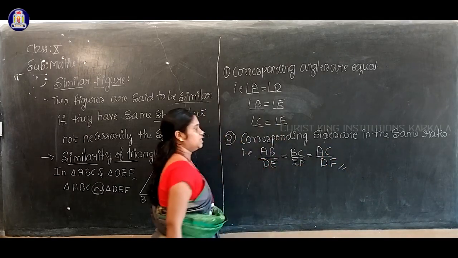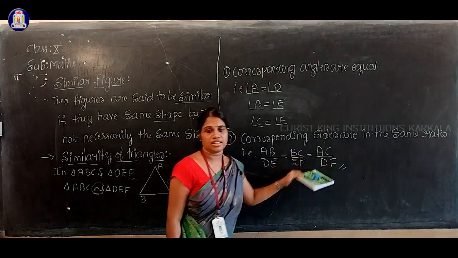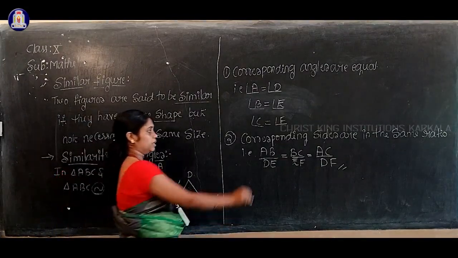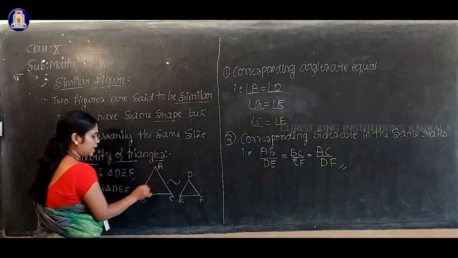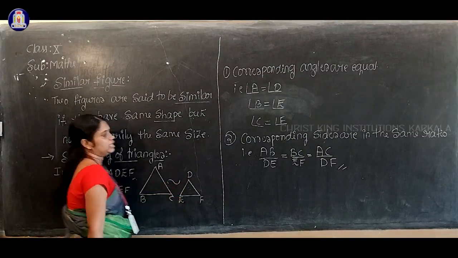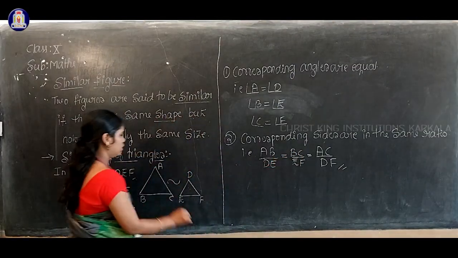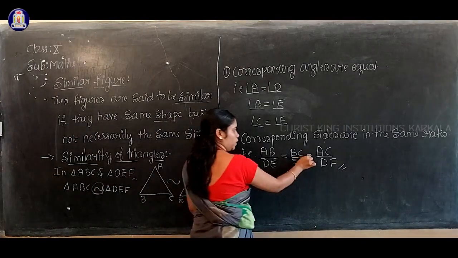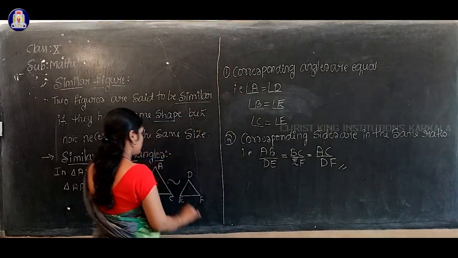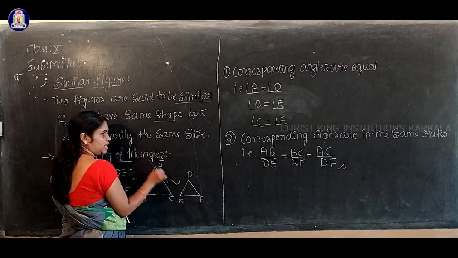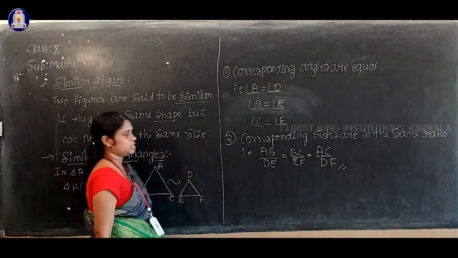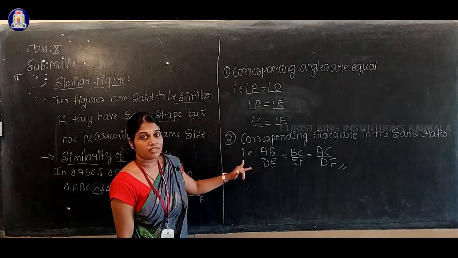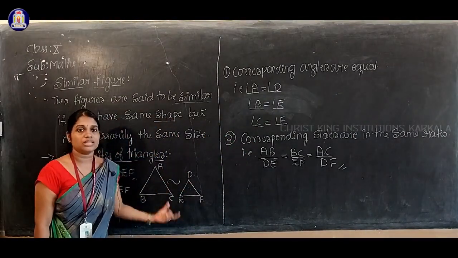So this is nothing but corresponding sides are in the same ratio. Corresponding sides in the same ratio is nothing but AB by DE, for the side AB your corresponding side is DE, equal to another one, BC by EF, for the side BC your corresponding side is EF, equal to, for the side AC, your corresponding side is DF. If your triangles satisfy these two conditions, then we can say that these two triangles are similar.